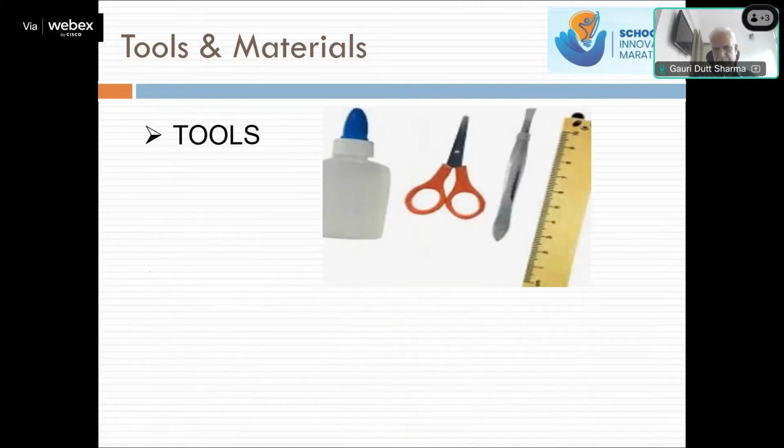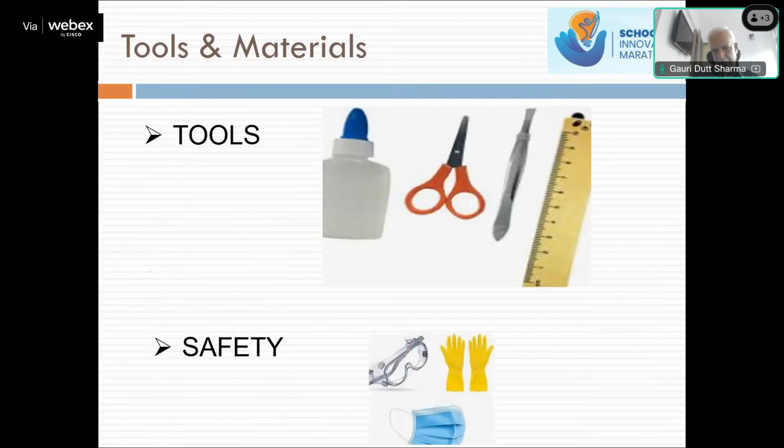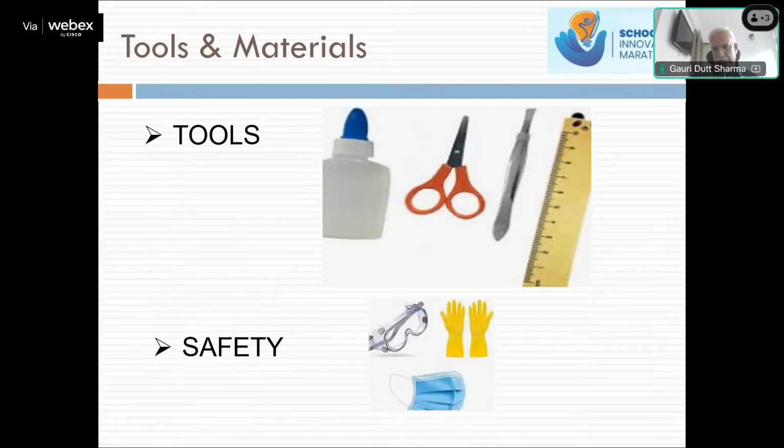Now we come to the tools, and you can see here that if you have a gluing system, some pair of scissors, a cutting knife, a ruler, pencil, eraser and marker, etc., you can do a lot of work with these tools. But always remember that students should be cautioned that safety is very important and they should try to use safety gadgets, something like a mask, a pair of gloves, and eye gear. These are meant for their safety and are very important.